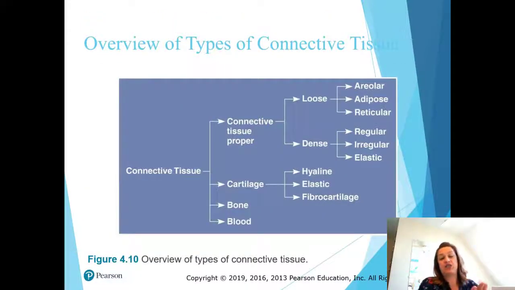When we talk about connective tissue, this is a nice stepwise way to group them. Connective tissue can either be connective tissue proper, in which we will go to loose or dense, and then 3 each. Or it can be cartilage, of which there are 3 types, bone, and blood. So we're going to talk about all 11 of these, from areolar, adipose, reticular, regular, irregular, elastic, hyaline, elastic, fibrocartilage, bone, and blood. Notice how elastic is on there twice. There's elastic cartilage, and there's dense elastic connective tissue proper. Don't get them confused.